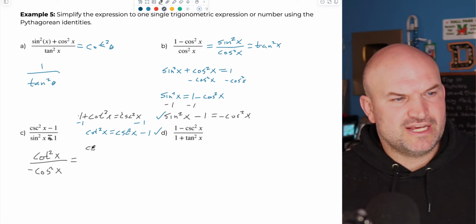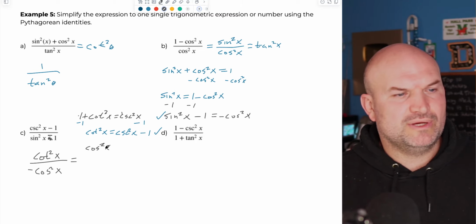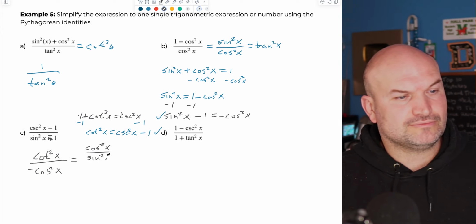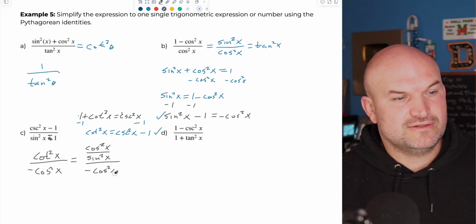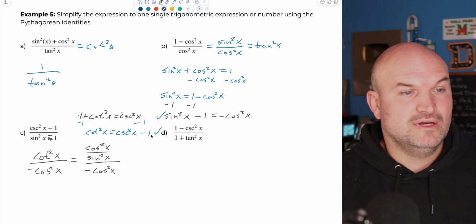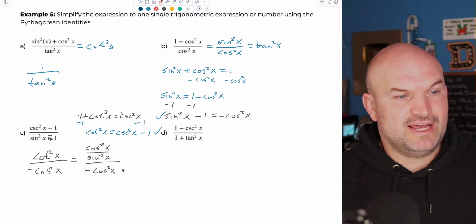So cotangent is a cosine squared of x over a sine squared of x. And then over here, this is a negative cosine squared of x, right? So now to multiply by the reciprocal, we're going to want to multiply by a 1 over cosine squared of x, and do that over here. So a 1 over a cosine squared of x.